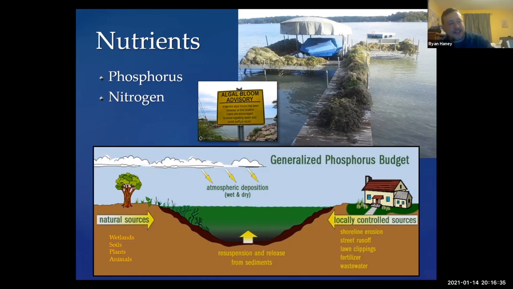Again, the phosphorus is locked up in a lot of those bottom sediments. Anytime those are resuspended by boat activity or waves, and sometimes even just that overturn event I told you about in spring and fall, that can release phosphorus into the water column. And then human sources of phosphorus are erosion, runoff, fertilizers, and wastewater from things like septic systems.